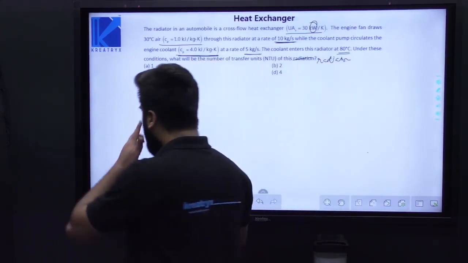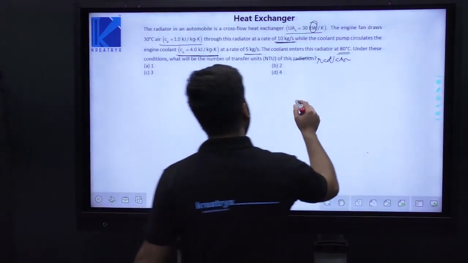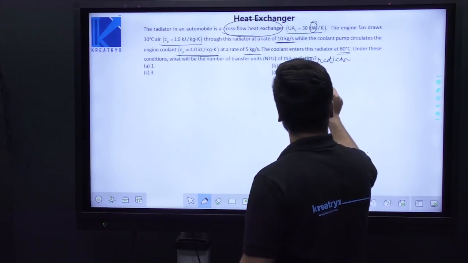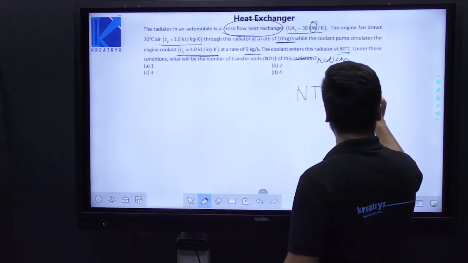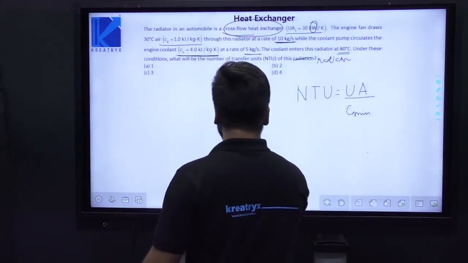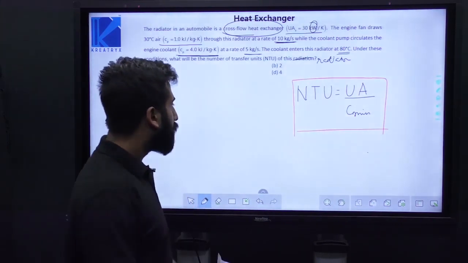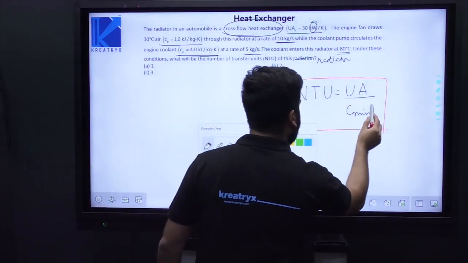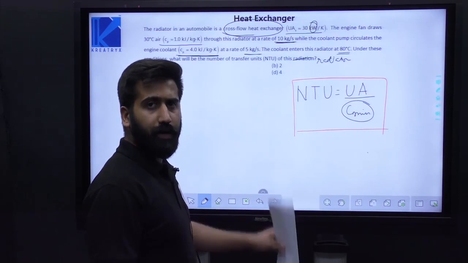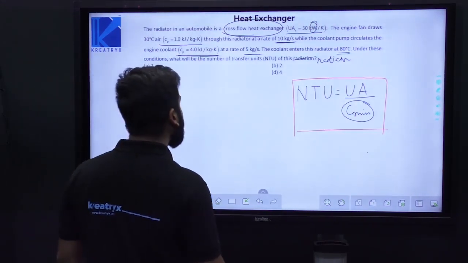In this question, you have been asked just about NTU, and there was no need to get intimidated by this term. NTU is UA by C minimum. I explained this in the previous video. How do you find this C minimum? Find the heat capacity of both the fluids, and whichever is minimum will be C minimum. So let us find the heat capacity of air first of all.